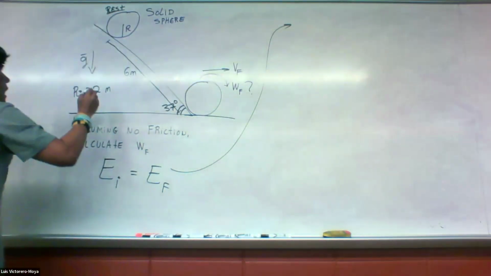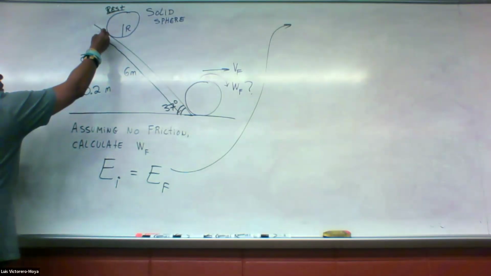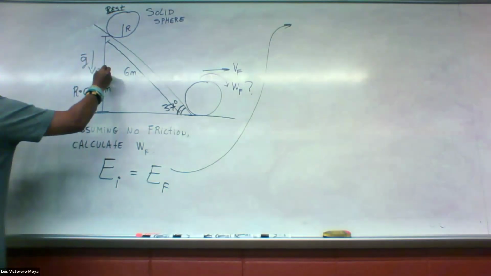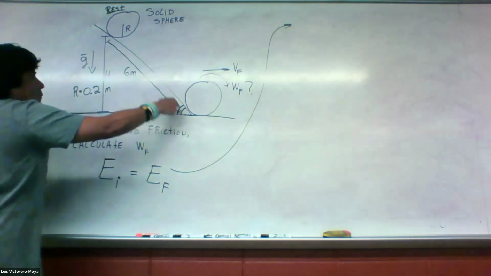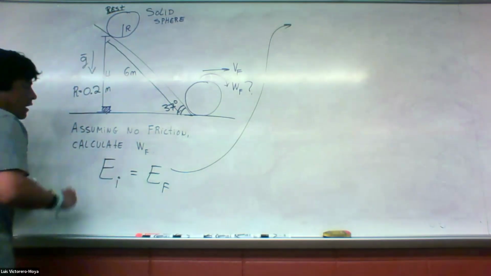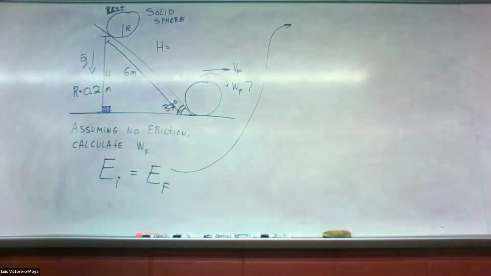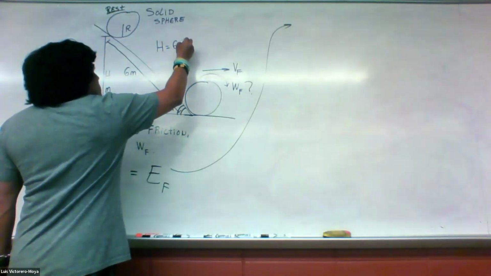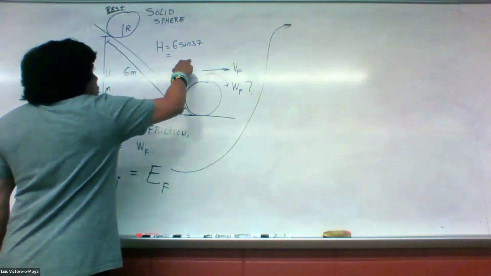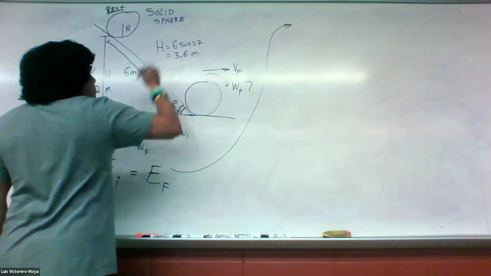Okay, so we need the height of this, right? What's the height of this? Then you do the angle. You have the hypotenuse, 6. How do you find height? How will you find the height? 6 times sine 37. Yeah. 6 sine 37. 18/5, that's 3.6 meters.